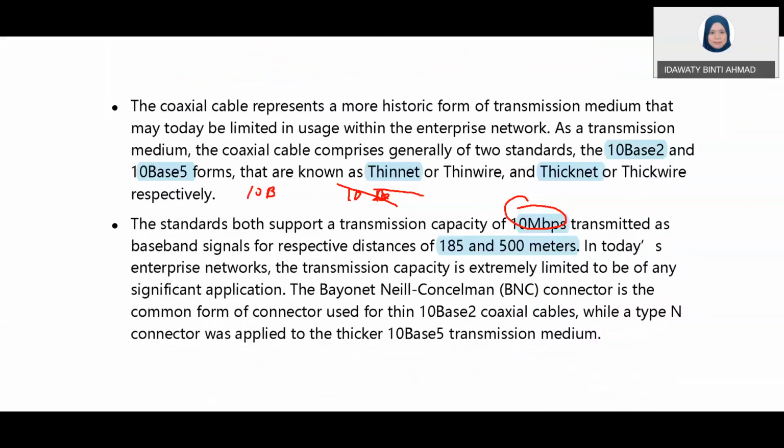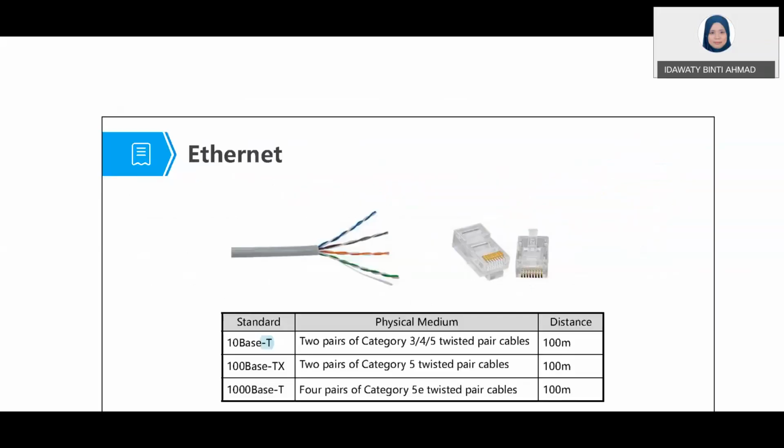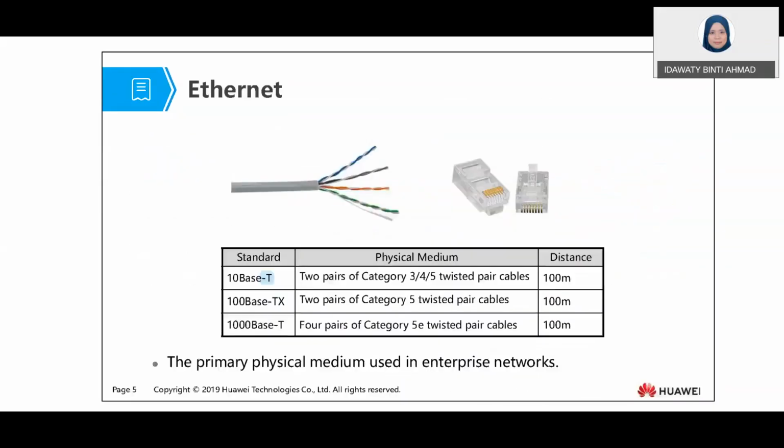10 base 2, okay. Thick net here is 10 base 5. Okay, so that is about the coaxial cable. So let's look at this part, Ethernet.